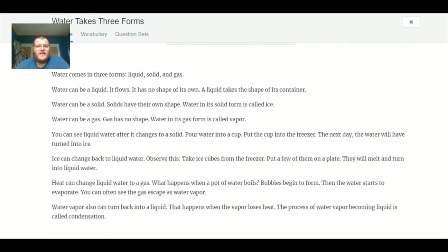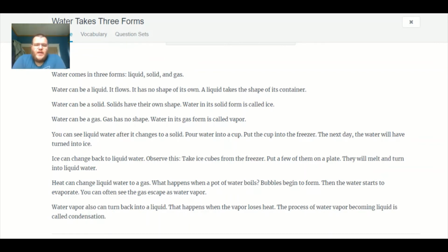You can see liquid water after it changes to a solid. Pour water into a cup. Put the cup into the freezer. The next day, the water will have turned into ice. Ice can change back to liquid water. Observe this. Take ice cubes from the freezer. Put a few of them on a plate. They will melt and turn into liquid water.